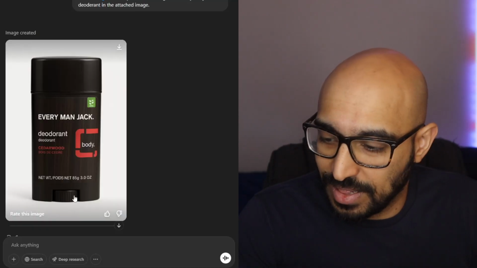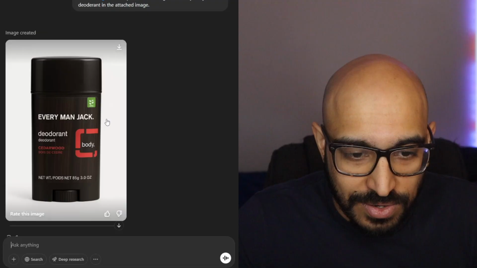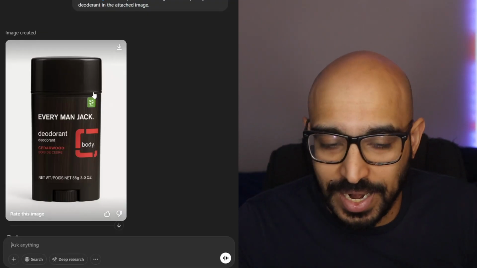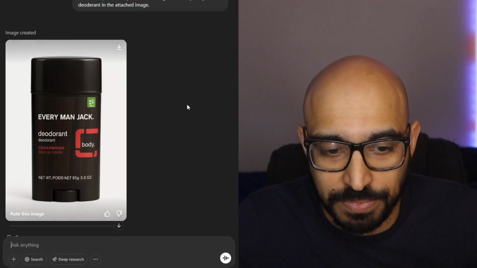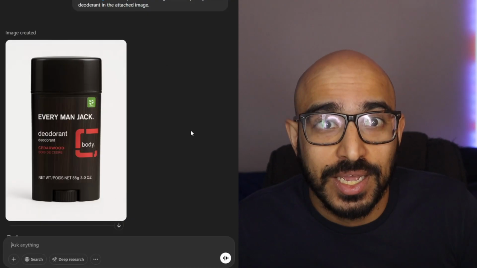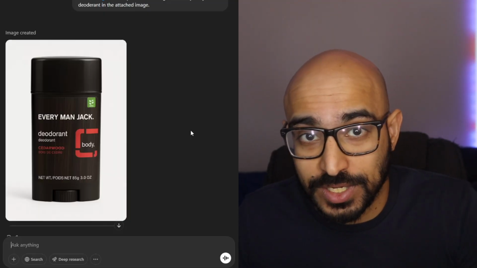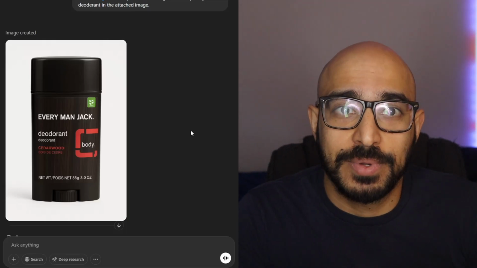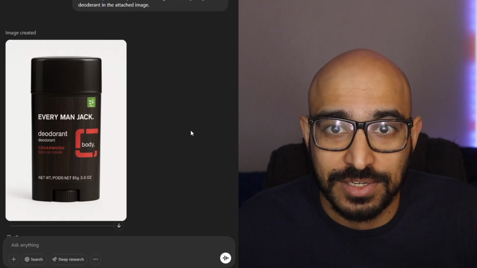And the other thing is little details. So you see this sticker right here. It's not quite accurate to what the actual sticker is. Close enough, but I think this would need to be changed by an actual graphic designer. With that said, it's really accurate, really good. I don't think you can just take this image and use it as your listing image. You'll need to give this image to an actual graphic designer to change up little details that are missing.